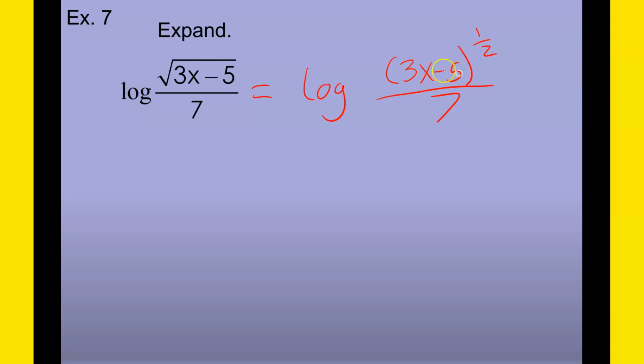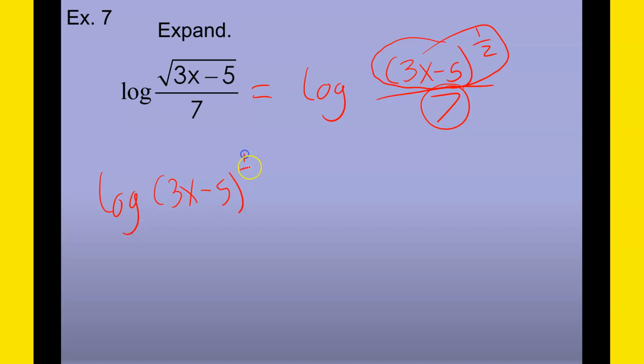And so now the 3x minus 5 is all grouped together. You can't separate that out because it's all grouped as one thing by the parentheses. So just treat that 3x minus 5 as one single thing. So the 3x minus 5 is going to get its own log, and the 7 is going to get its own log. So it's going to be log of 3x minus 5 to the 1/2 minus log 7. And then what am I going to do? I'm going to take the 1/2 and move it in front of its log, and that'll be it.